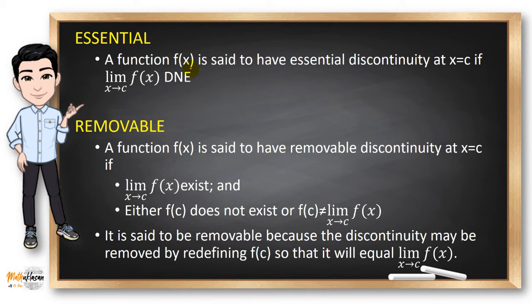And formally, a function f of x is said to have an essential discontinuity at x equals c if the limit of f of x at x approaches c does not exist. Ngayon, removable naman siya at c if the limit of f of x exists and either f of c does not exist, so nag-fail siya sa test 1, o kaya naman, kung pumasa siya sa test 1 at test 2 at nag-fail siya sa test 3, it's called removable.